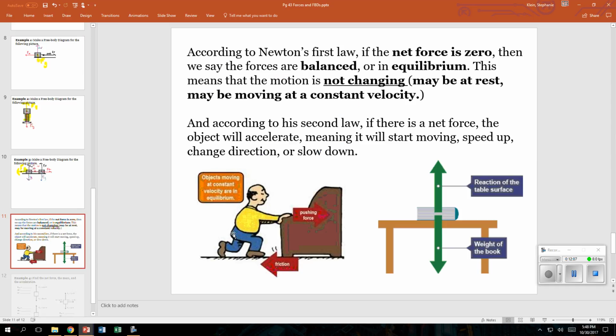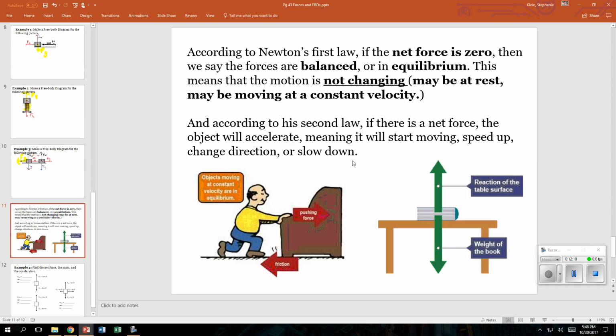So, moving forward. Now, according to Newton's first law, if the net force is zero, then we say the forces are balanced or in equilibrium. This means that the motion is not changing. It may be at rest, may be moving at a constant velocity. According to the second law, if there is a net force, the object will accelerate, meaning it will start moving, speed up, change direction, or slow down. Now, this is all information that we talked about in our lesson on Friday.